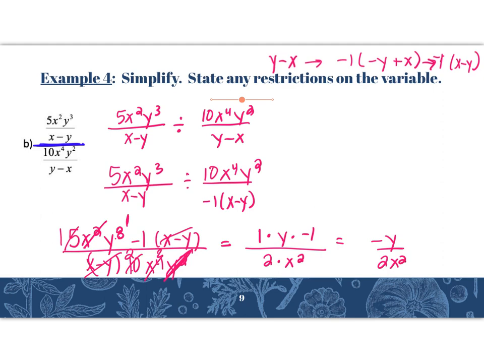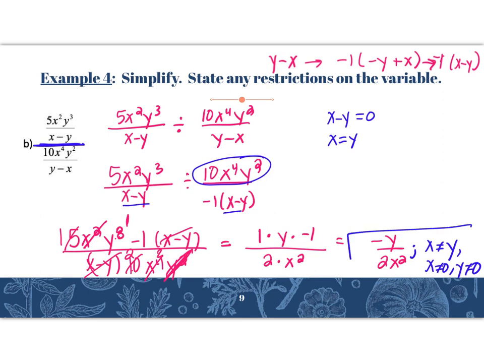And now I need to list my domain restrictions. And so we have to do them from the original and from when we flipped. So we have this denominator originally of x minus y. So x minus y equal to 0. So x equals y. So x can't be y. And then when I flipped it, this became my denominator. So x can't be 0 and y can't be 0. And that is your final answer.